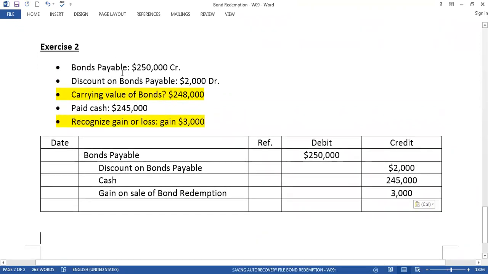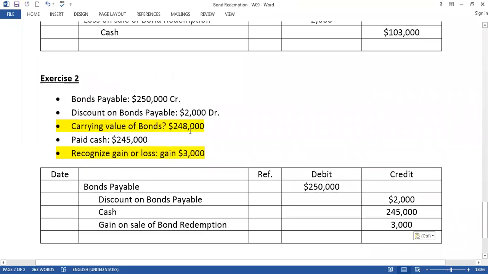So if it is a premium bond or discount bond, how do we close them? Okay, how do we close it?